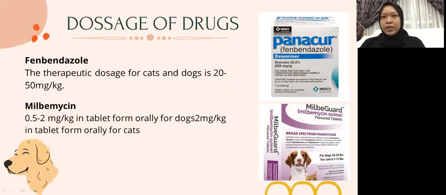for fenbendazole, the dosage for dogs and cats is 20 to 50 milligram per kg. For milbemycin, both cats and dogs are in tablet form and given orally. For dogs, 0.5 to 2 milligram per kg, and for cats, 2 milligram per kg.